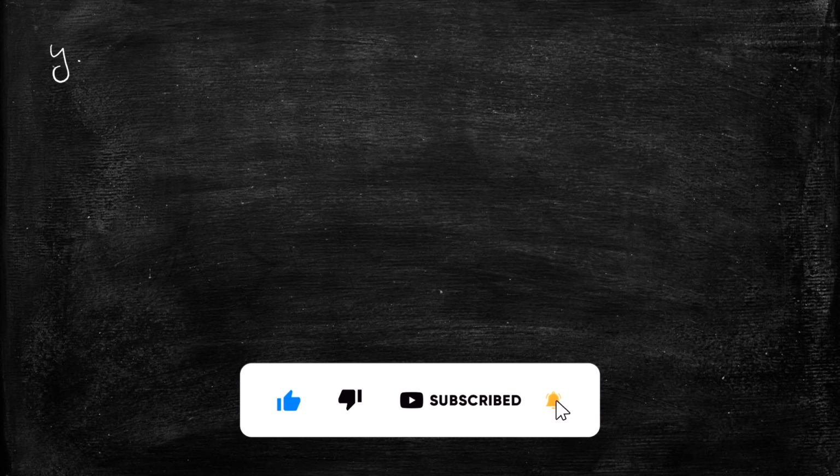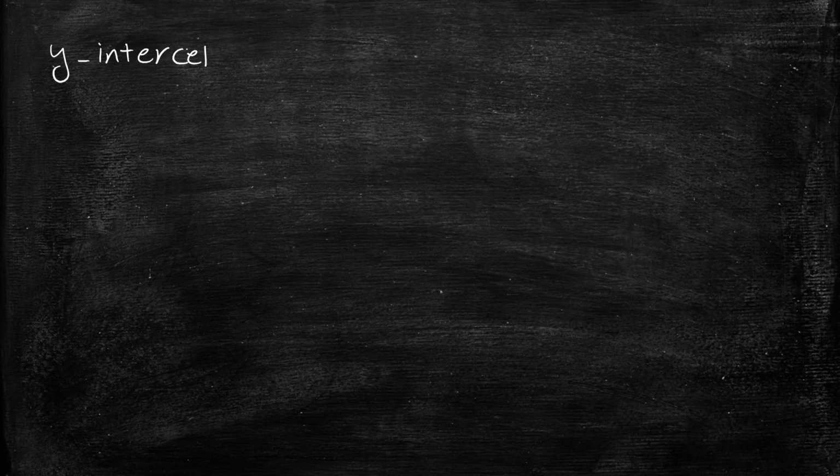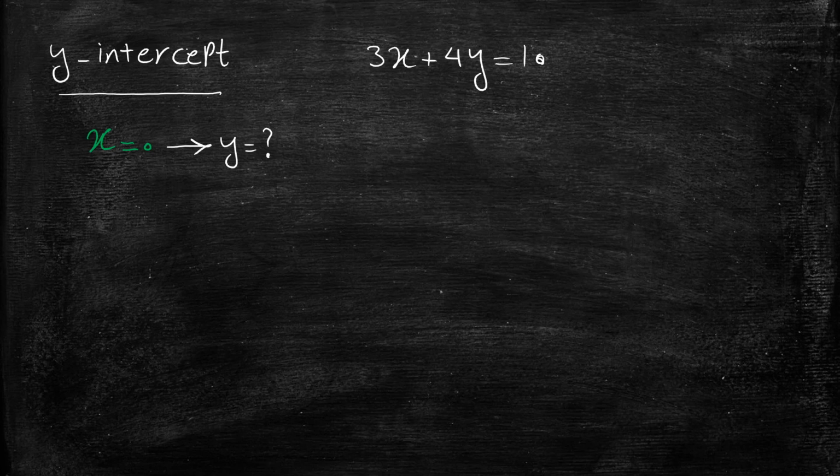Great. Now let's go and find the y-intercept for linear equations with two variables. So we had 3x plus 4y equals 10. That is our equation. So what happens at the y-intercept? The line crosses the y-axis. So when it crosses the y-axis, that means x is 0. So to find the y-intercept, we substitute in this equation x equals 0 and we find what y is.